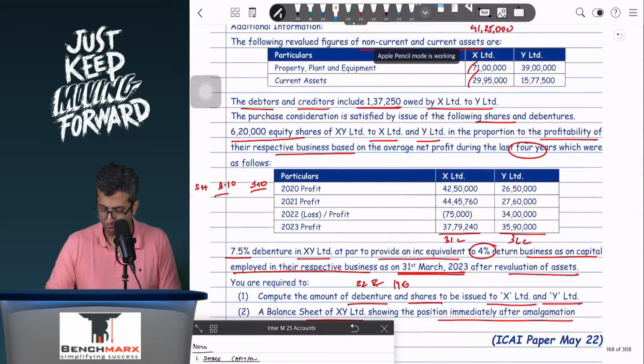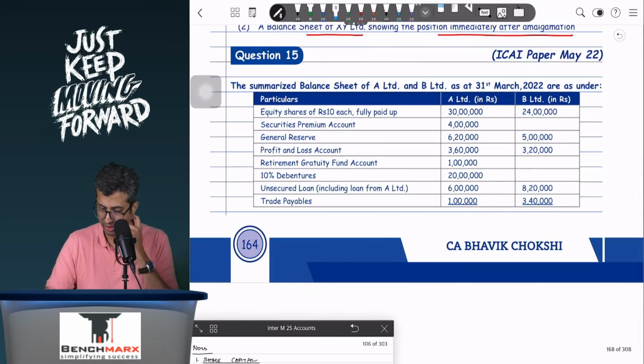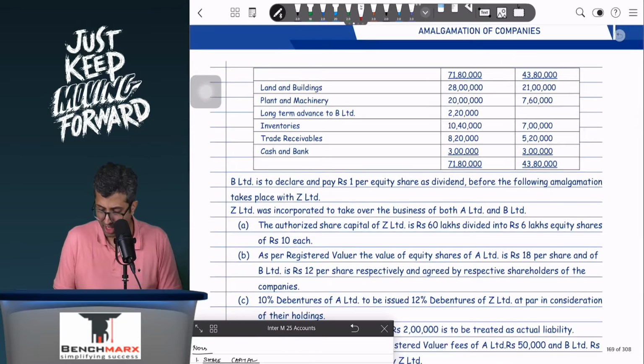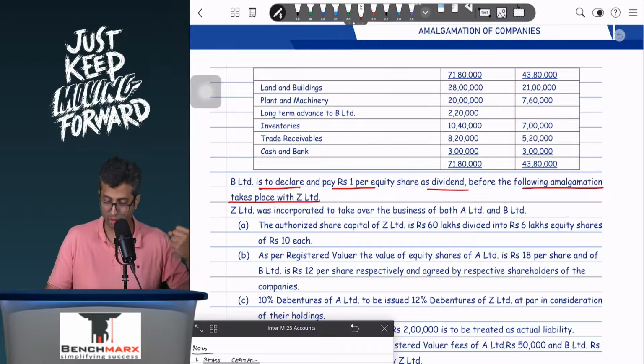Next, if you go to question number 15 from the homework section again. So this is again a few exam questions, recent exam questions that we would want to discuss. So you have this entire balance sheet given, and then it is said that B is to declare and pay 1 rupees per equity share as dividend before the following amalgamation takes place with Z. So it is Z acquiring B.